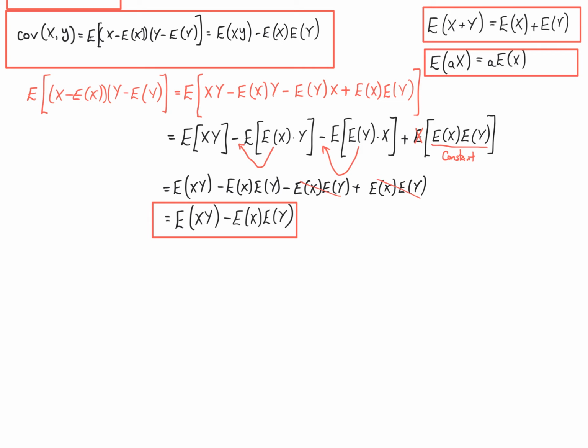So because of these, if we want to calculate the variance of x, this is just the expectation of x squared minus the expectation of x all squared, and the covariance between x and y is equal to the expectation of xy minus the expectation of x times the expectation of y.